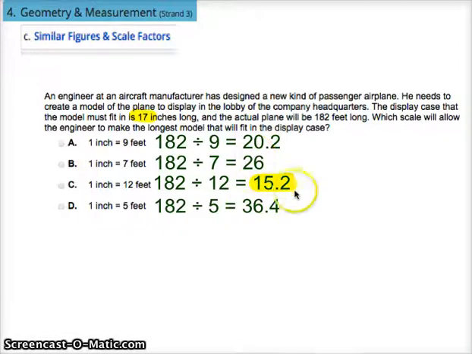Well, it turns out only one of these is less than 17. If you do 182 divided by 12, this would be 15.2 inches long, and that would fit within the 17 inches. So you want to be within the distance, but yet closest to it, and only one of those actually works. So the answer is C.